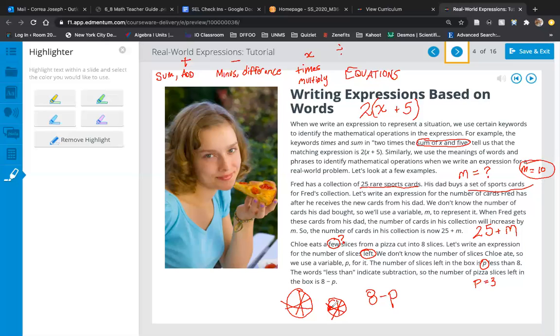Sure. She ate 1, she ate 2, she ate 3 slices. So the amount left is going to be 1, 2, 3, 4, 5 slices, or just 8 minus 3, right? We started with 8, we took away 3.